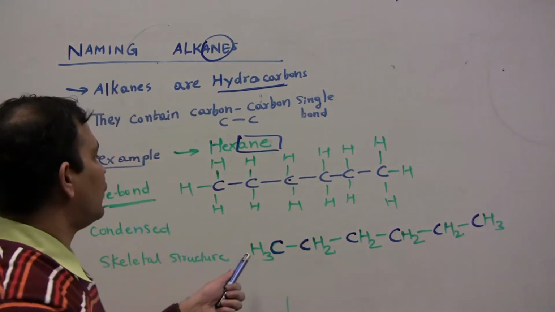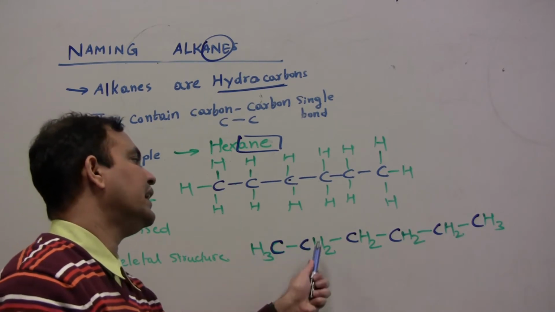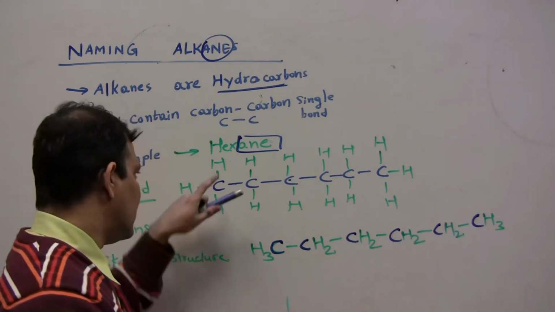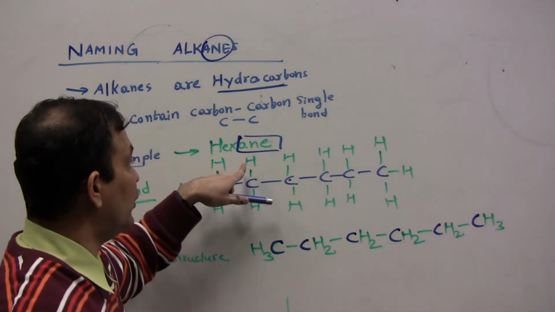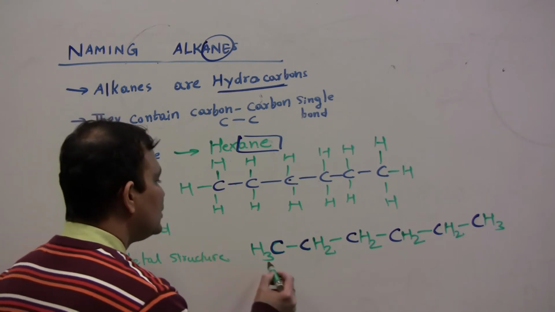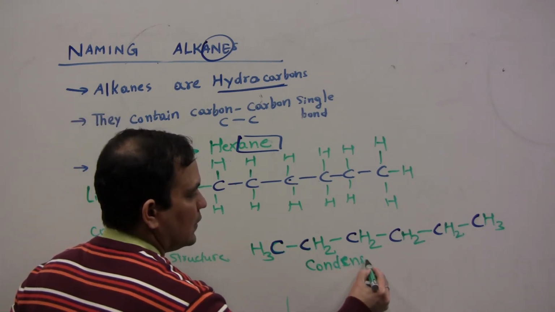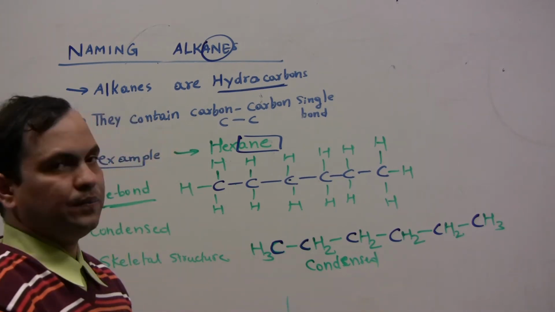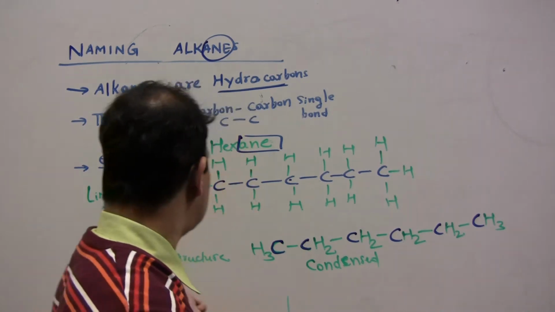So in condensed form, instead of showing the line bonds, we just write the hydrogen atoms in a condensed form. Like instead of showing these 3, we write it as 3, or instead of showing these 2, we write it as 2. So this is the condensed structure for hexane.